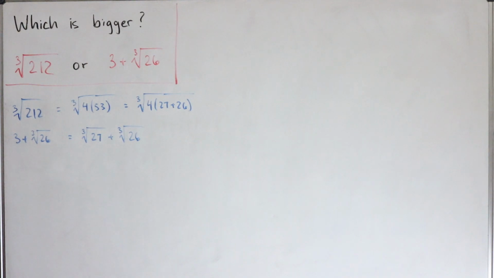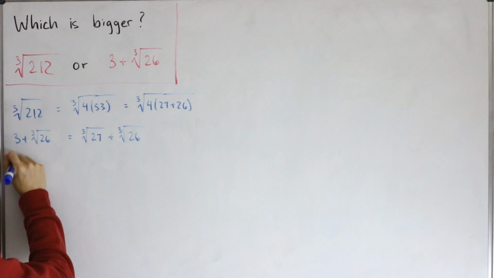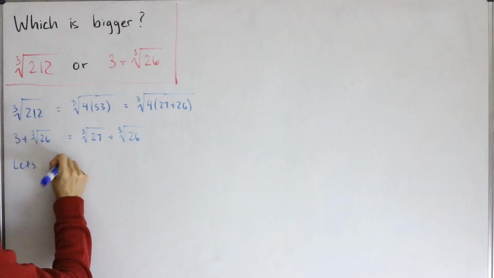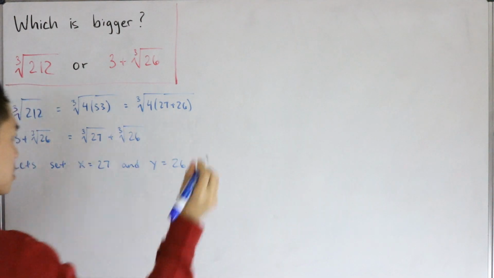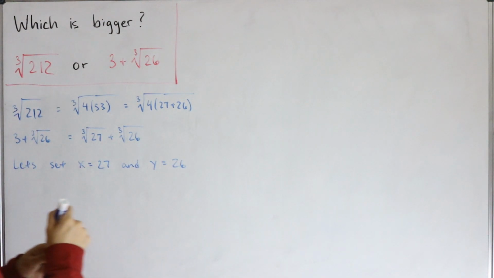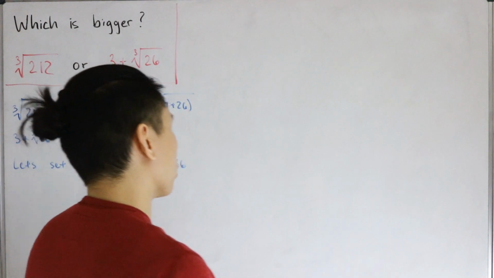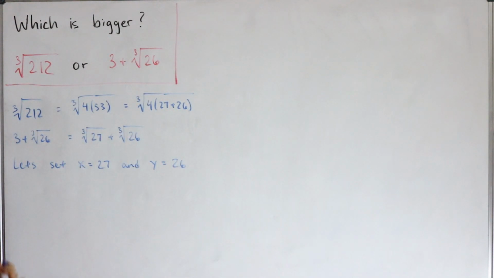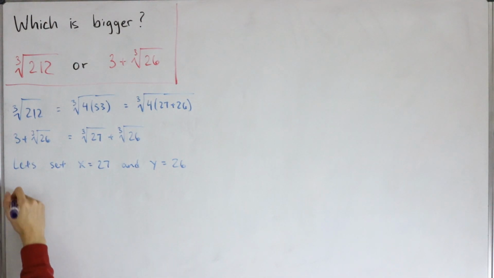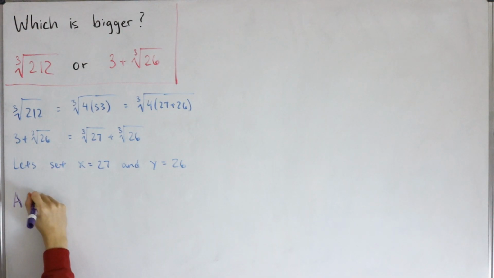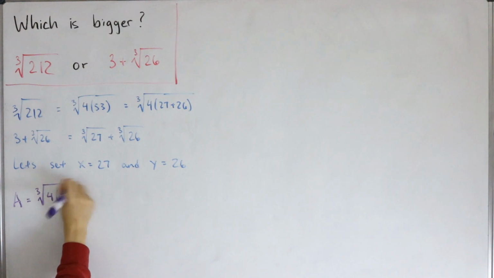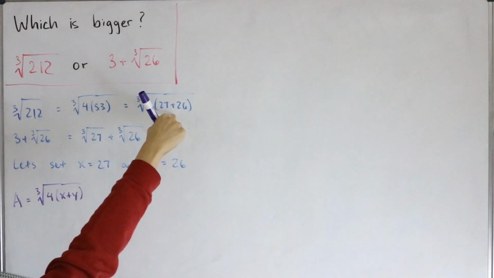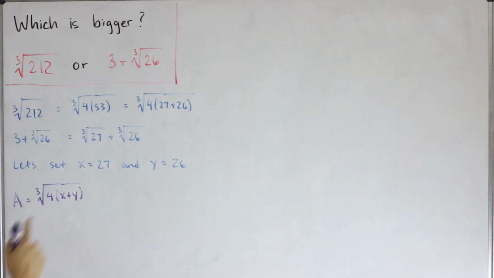Now let's suppose we set x equals 27 and y equals 26. With that being the case, we can define our two numbers in terms of the variables x and y. Let's call the two numbers A and B. Let A equal the cube root of 4 times x plus y. Essentially, we let A be this number after we take away the 27 and 26 by calling those variables.